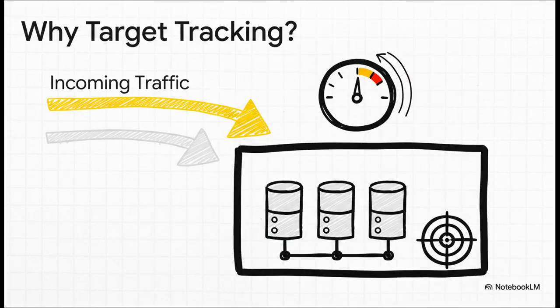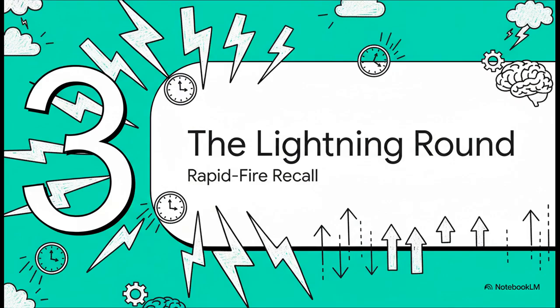With target tracking, you're literally just telling Auto Scaling, hey, my goal is 50% CPU, you figure out the rest. And it does. It handles all the CloudWatch alarms, all the scaling actions, everything. Super simple, super elegant. Okay, we've worked through a few scenarios. Now let's switch gears and test your raw speed. All right, time for the lightning round.